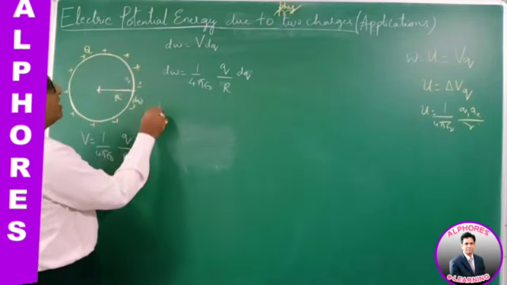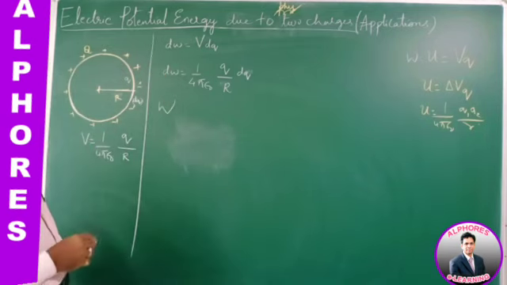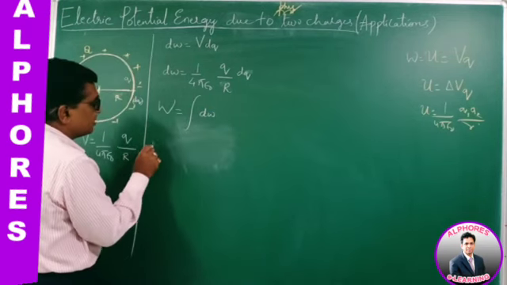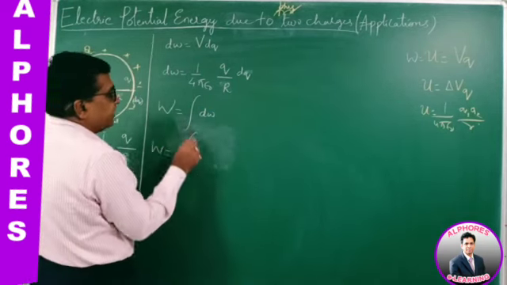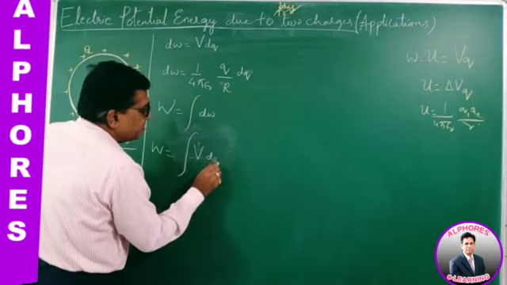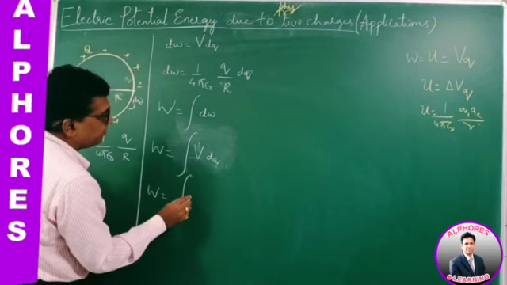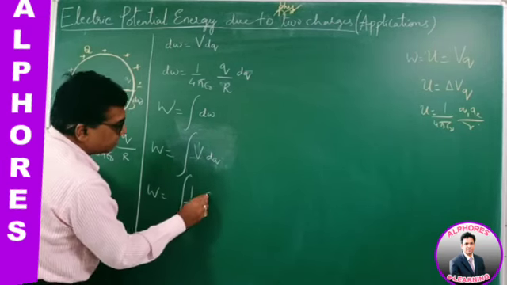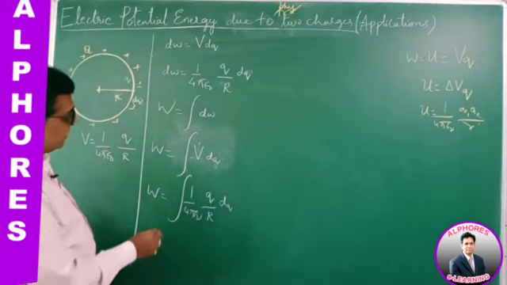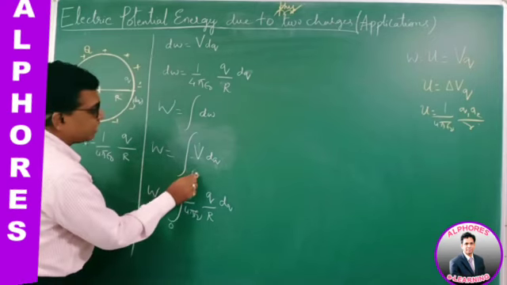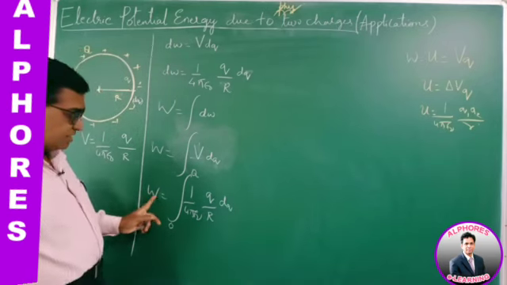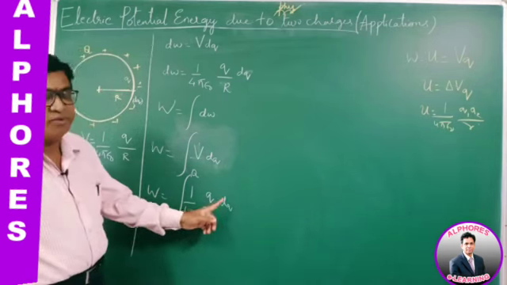Now the total work done in giving the total charge is the integral of dw, where dw is V dq. So the work done is the integral of V, that is 1 by 4 pi epsilon naught, q by r, dq. Now the total work done in giving the charge is from 0 to capital Q. I want to charge it fully to capital Q.